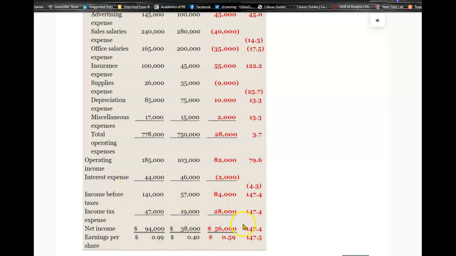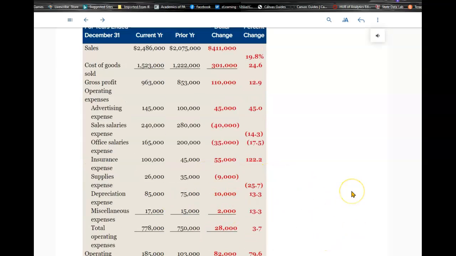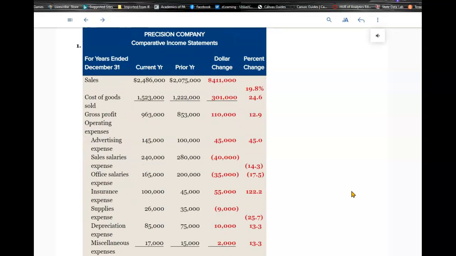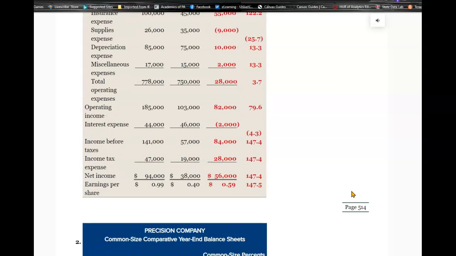And your net income is going to be similar in percentage. And then, of course, your earnings per share is going to be similar in percentage as well, in terms of the amount of increase. So we would expect that. But all in all, if you look, this seems like it's all very positive for this company in terms of the change from one year to the next.